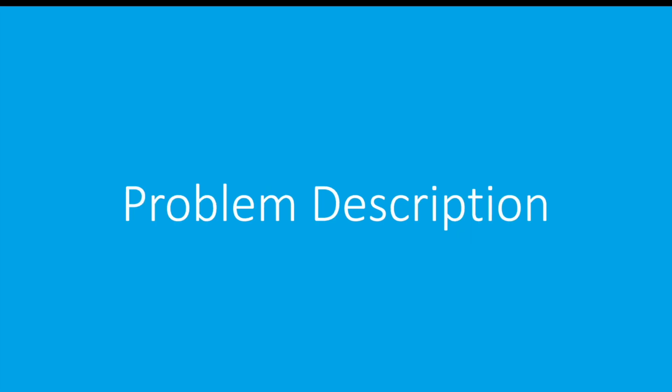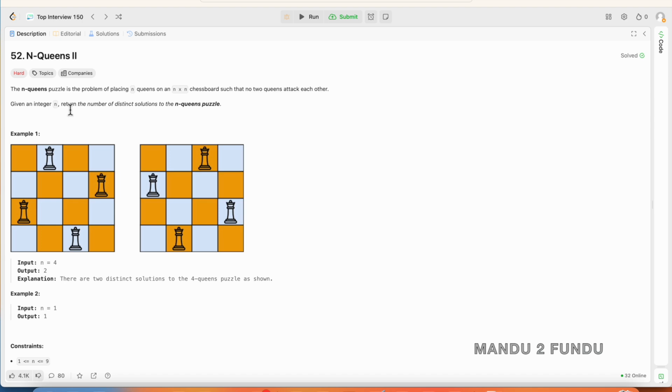In this video, I'm going to discuss the solution for the N-Queens puzzle. Let's look at the problem description. The N-Queens puzzle is a problem of placing n queens on an n by n chessboard such that no two queens attack each other. Given an integer n, we have to return the number of distinct solutions to the N-Queens puzzle.